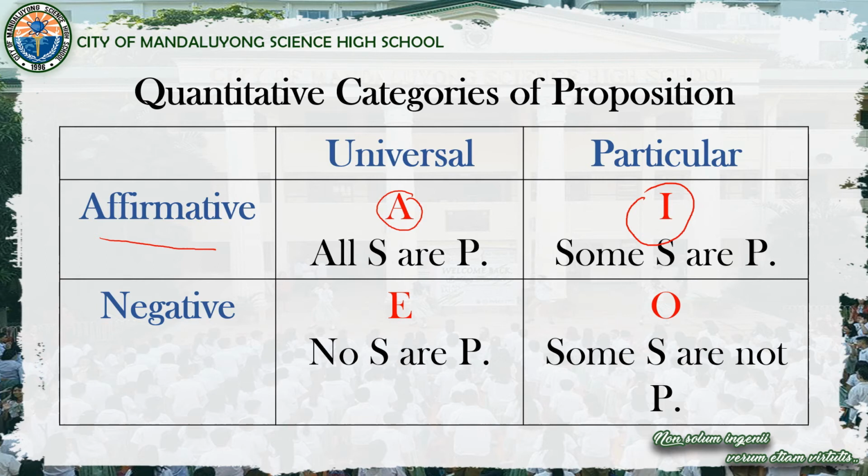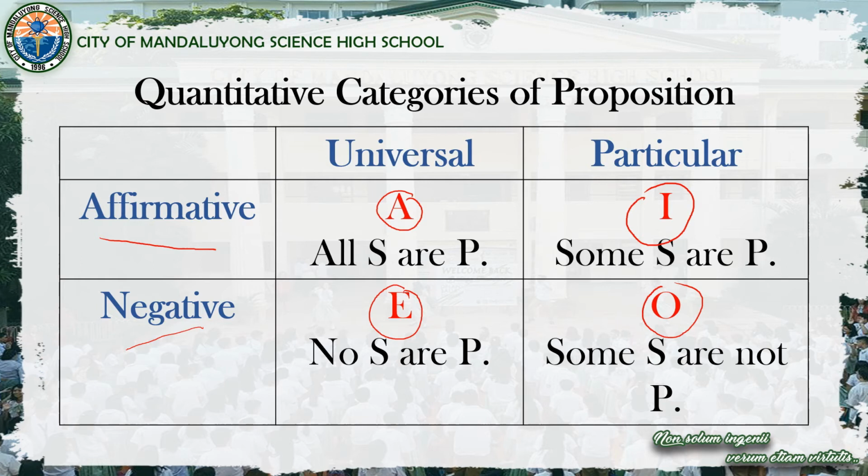And then its quality, on the other hand, if the proposition denies class inclusion, whether complete or partial, then the quality is negative. Okay? Thus, both the universal negative proposition and the particular negative proposition are negative in quality. So, the letter names E and O respectively came from the Latin word nego, which means I deny.